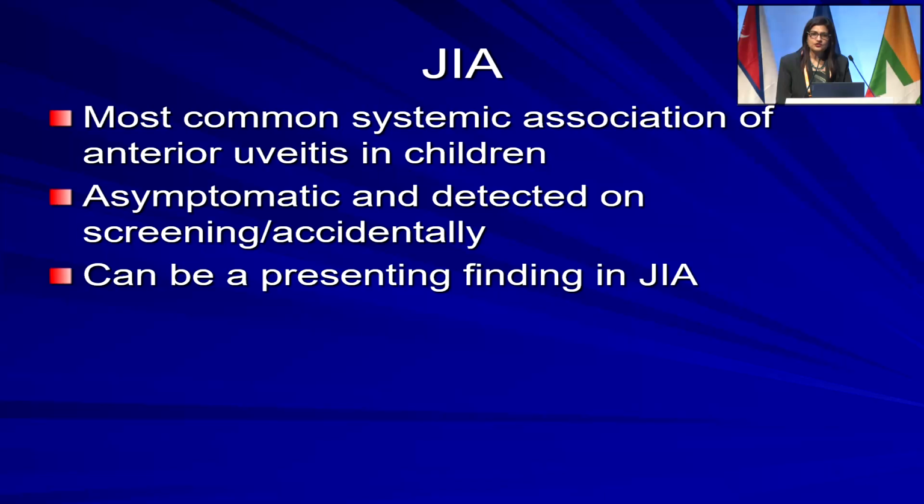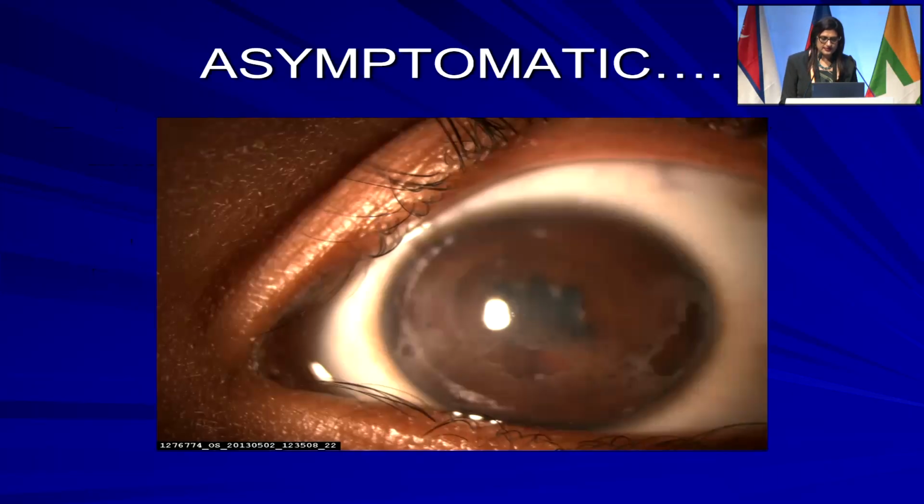Next, we go on to the most common systemic association of pediatric uveitis, which is juvenile idiopathic arthritis. It is asymptomatic disease, and it is detected on screening and sometimes accidentally, and it can be a presenting finding in juvenile idiopathic arthritis, because a little bit of joint pains in children are always dismissed as growing pains, or the mother says it will go off after some time, take some rest, give some maybe paracetamol syrup. So you may be the first person to actually diagnose this condition.